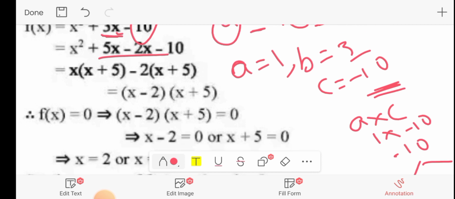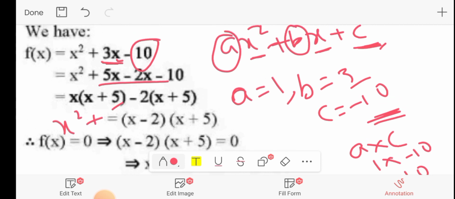We can do another method also. Suppose here x square plus 5x minus 2x minus 10. How can we write? We can write (5 minus 2) and x will keep as it is, minus 10. Okay, both methods you can follow.